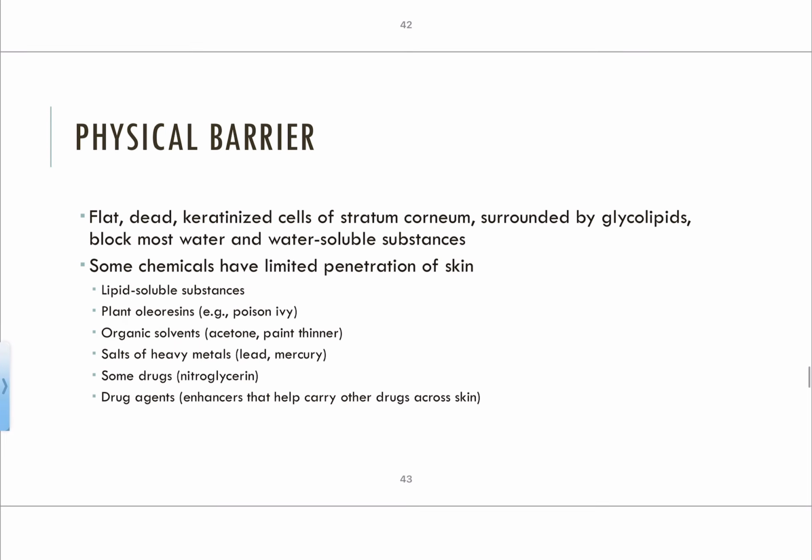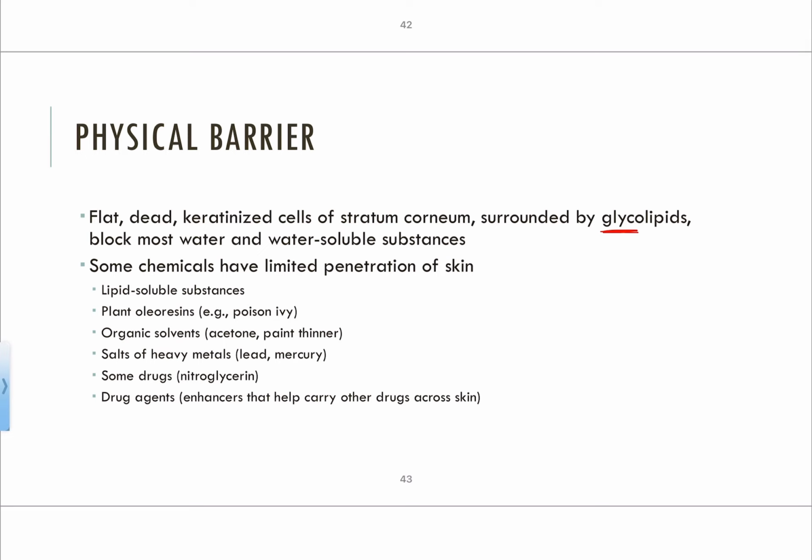Our second barrier is our physical barrier. And so we have a whole layer of our skin, the most superficial layer, which is keratinized cells of the stratum corneum. This is a thick layer of dead cells, as you probably remember. It's also surrounded by a bunch of glycolipids, which means that we have a lipid attached to a carbohydrate. That's the glyco part. And these are water resistant. So they help block diffusion of water leaving our body as well as water coming into our body. So we can maintain the amount of water that we need.